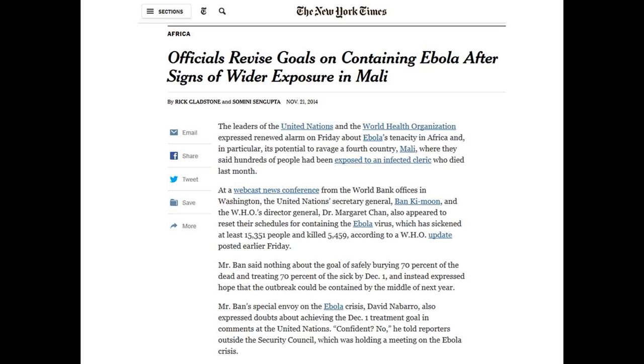On that same day, another article was published in the New York Times, actually earlier in the day on the website, in the print edition the next day: officials revise goals on containing Ebola after signs of wider exposure in Mali. But if you read through this entire article, you'd come away saying, boy, this isn't quite as good as we think. We've got a lot of work to do. And I think these articles are both correct. I think they reflect the ongoing differences we see in transmission by geographic area, by time, and by our efforts.